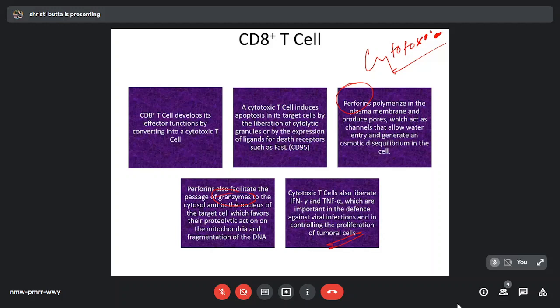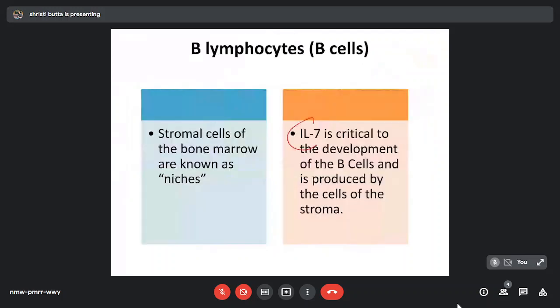Now, coming to the B cells or the B lymphocytes, it is important to note that these lymphocytes develop within the bone marrow from the hematopoietic stem cells, and so the stromal cells of the bone marrow act as a niche for these B cells. Interleukin 7 is very critical because it aids in the development and production of the B cells. It is produced by the stromal cells of the bone marrow.